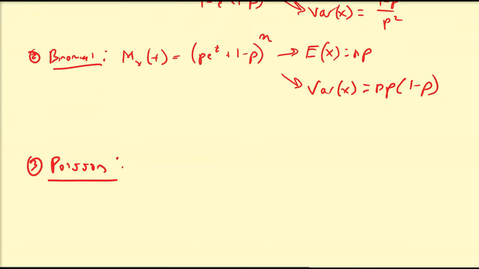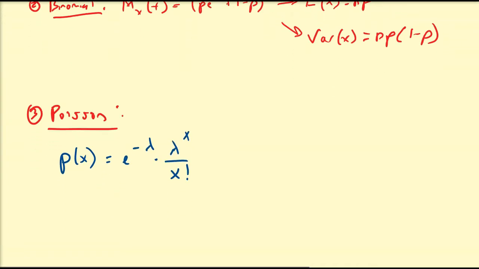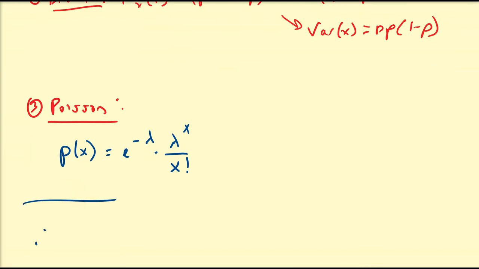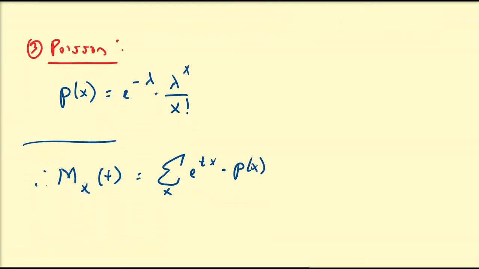So remember, for the Poisson distribution, the probability mass function is e to the minus lambda times lambda to the x divided by x factorial. So let us now find the moment generating function for it. By definition, the moment generating function is the summation over the support of e to the tx times the probability mass function. The domain of the probability mass function for Poisson is the interval 0 to infinity.